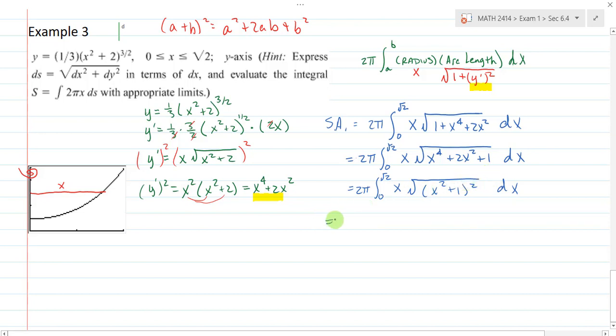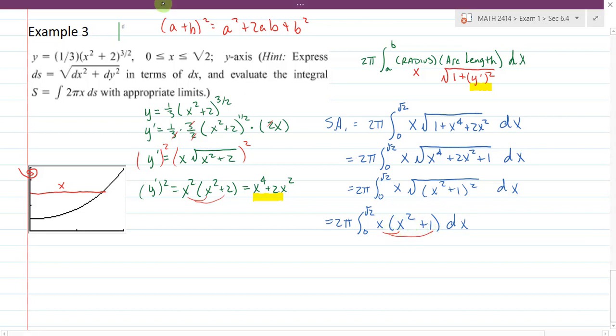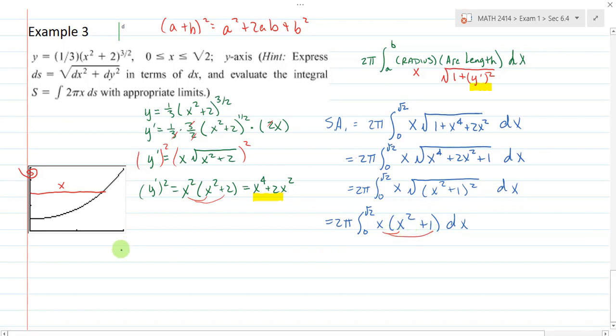And that's going to leave us with 2 pi times the integral from 0 to the square root of 2 of x times x squared plus 1 dx. I can continue to simplify the integrand by distributing this x. And that's going to give us 2 pi times the integral from 0 to the square root of 2 of x to the 3rd plus x dx.